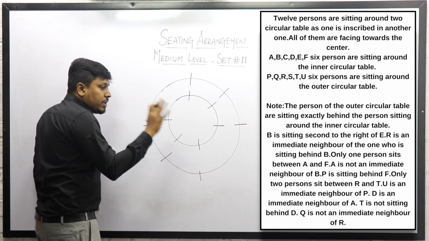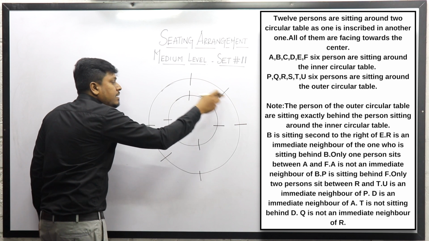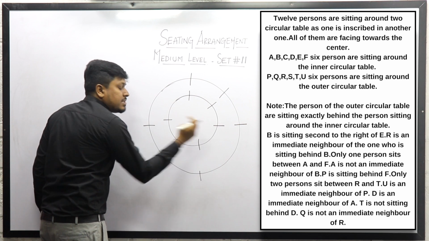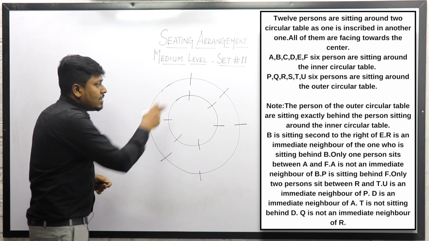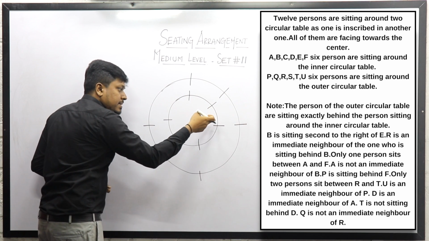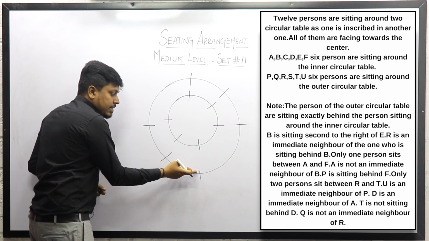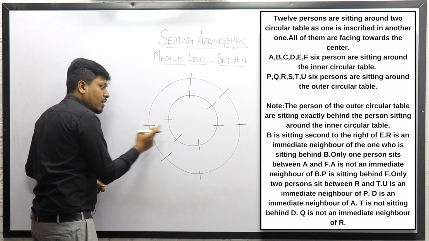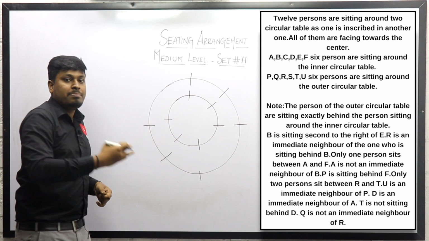And according to the note, the persons who are sitting in the outer circle are behind the persons who are sitting in the inner circle. Got it? So this person is behind this person. Similarly, this person is behind this person. Got the logic or not? So every person is behind one person.